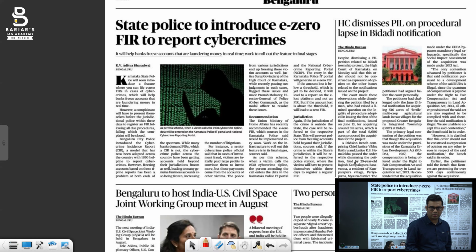However, freezing accounts based on these reports has been a problem at both ends of the spectrum. While many banks demand FIRs, which a CTR is not, the cyber crime police across the country have been getting accounts held beyond their jurisdictions frozen as well, leading to many genuine business accounts also being frozen. And that ultimately leads to an increased number of litigations. So this is the problem from both ends.